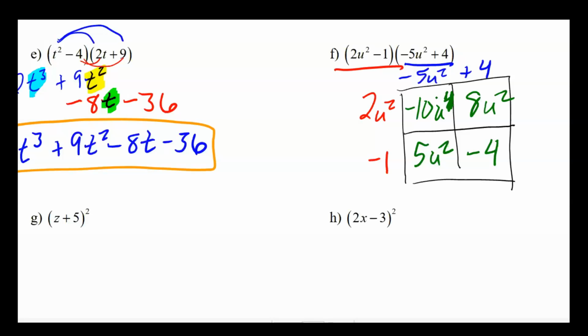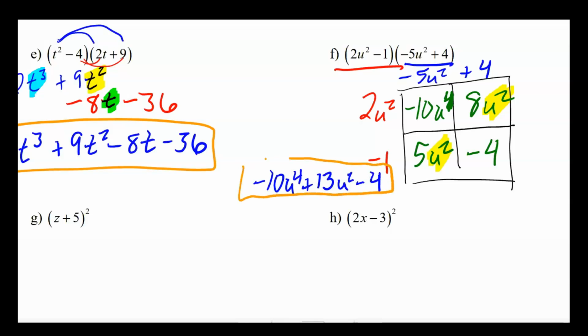So again, I like the box because it helps, at least helps me figure out if I make errors, which are honestly pretty common. So then u squared. So I do have some like terms and they're on the diagonal as I would expect them to be. So my final answer, negative 10 u to the fourth plus 13 u squared minus 4. And there's that final answer.